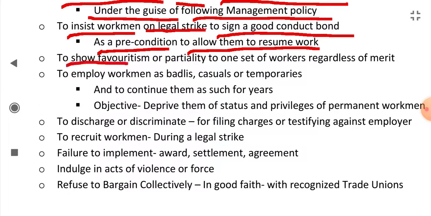To show favoritism or partiality to one set of workers regardless of merit. Without merit, if he shows favoritism or partiality to any set of workers, it is an unfair labor practice.